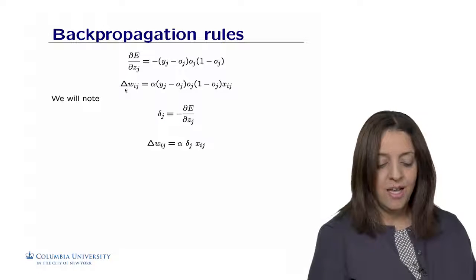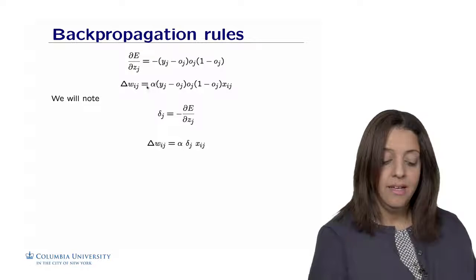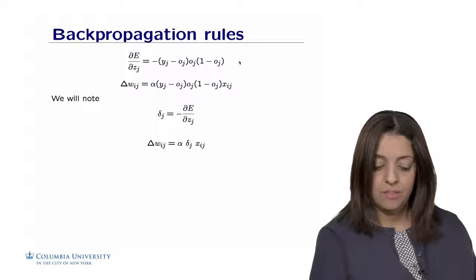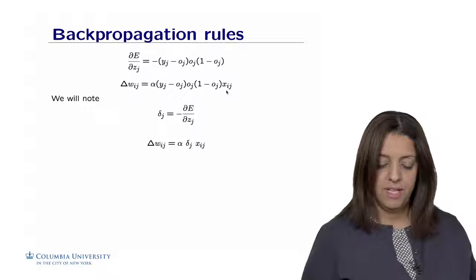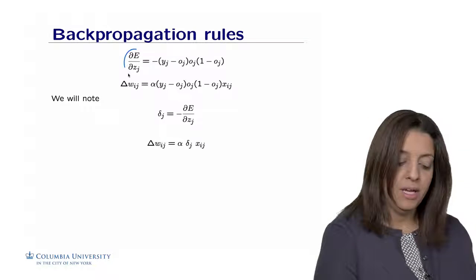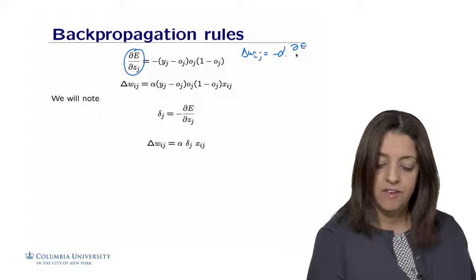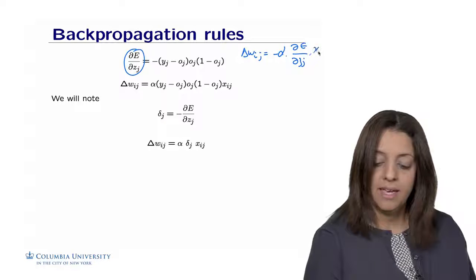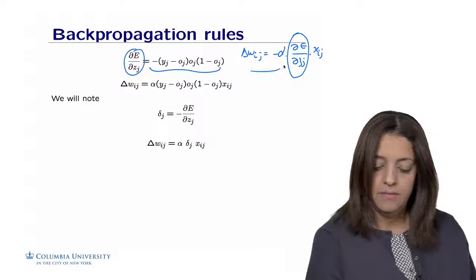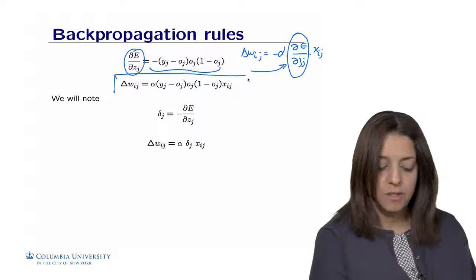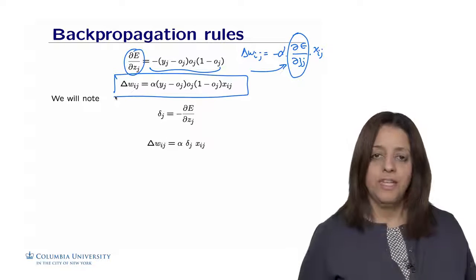We calculate this delta wij, the difference we need to make to descend the gradient, as minus alpha times this term, which will lead us to alpha times this term times xij. Recall that we were aiming to find this term because delta wij is minus alpha times the derivative of E with respect to zj times xij from our previous slide. So you're just replacing this term here, plugging it in to get this final formula that allows us to update the weights. This is the update of the weights when the neuron is in the output.